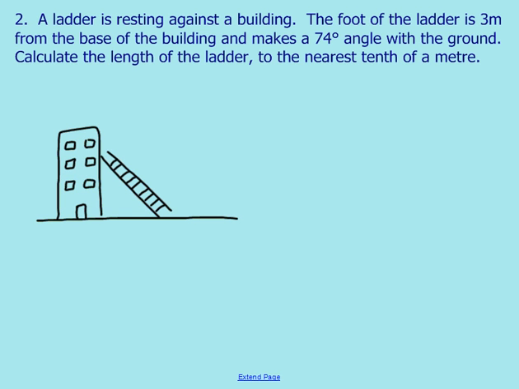Now let's read the question. The foot of the ladder is 3 meters from the base of the building. So here's the foot of the ladder to the base of the building, that's 3 meters. And it makes a 74-degree angle with the ground. That means that the 74 degrees is down here, since they said with the ground. That means it's not in this corner. Okay. Calculate the length of the ladder to the nearest tenth of a meter.